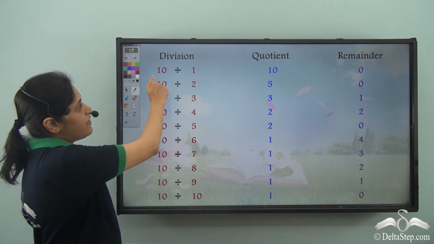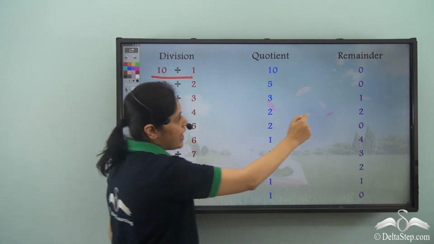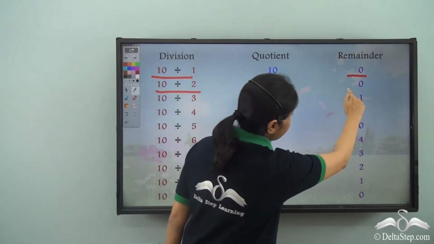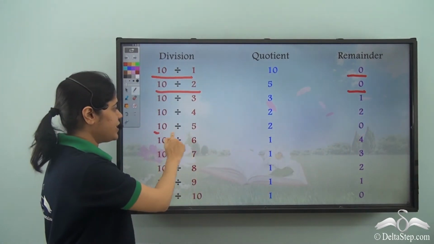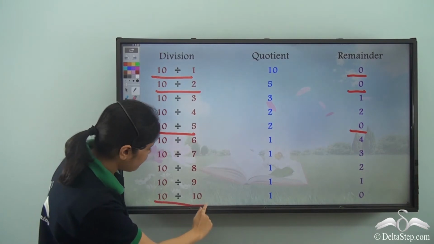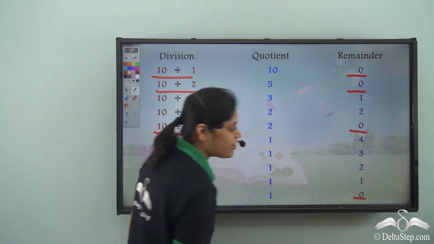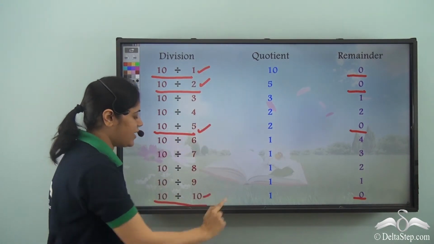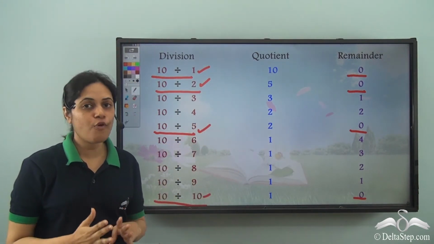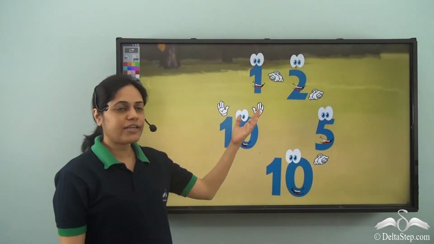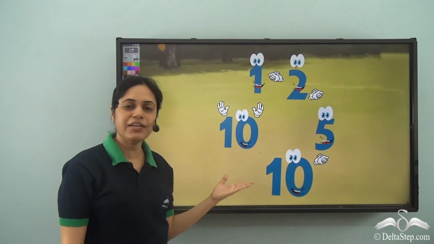So in this case, when we divide 10 by 1, I get a remainder 0. When I divide 10 by 2, I get a remainder 0. When I divide 10 by 5, I get a remainder 0. And when I divide 10 by 10, I get a remainder 0. So 1, 2, 5 and 10. These are the 4 factors of 10. So 10 has 4 factors, 1, 2, 5 and 10.